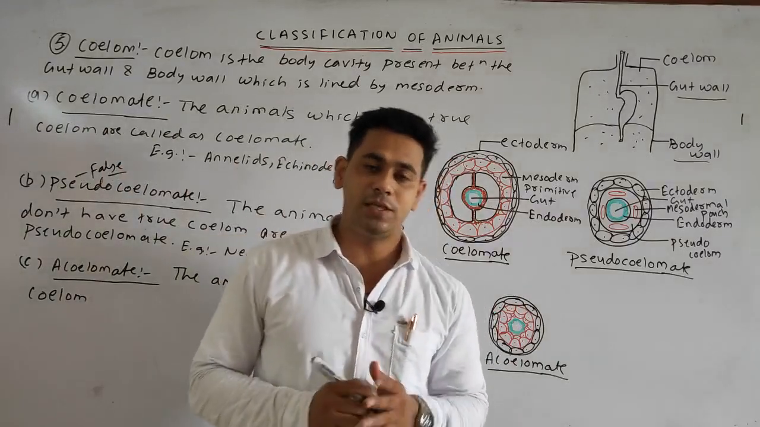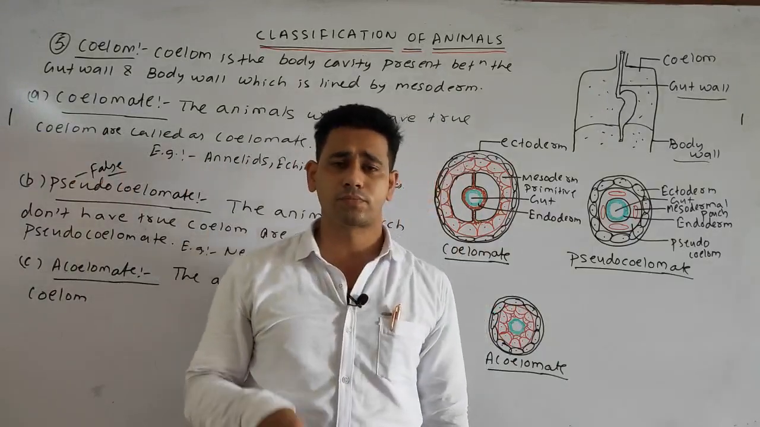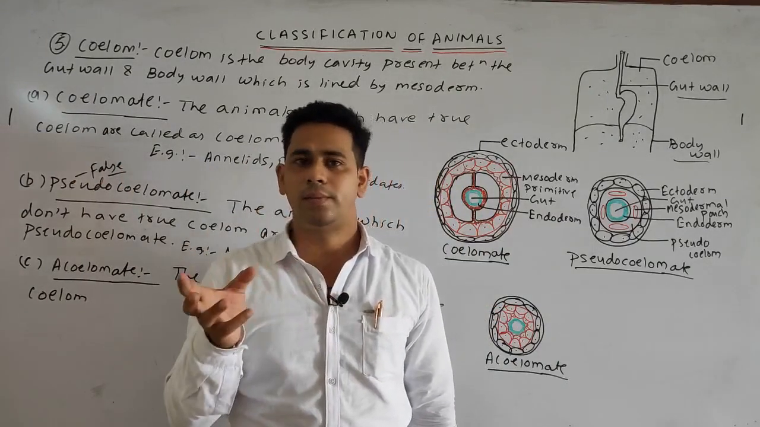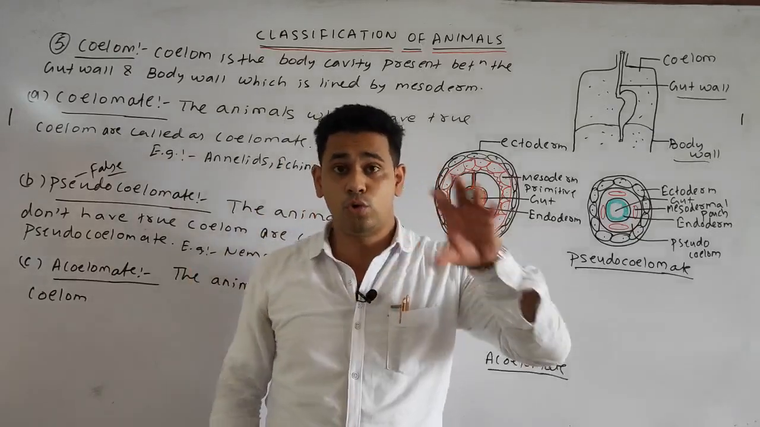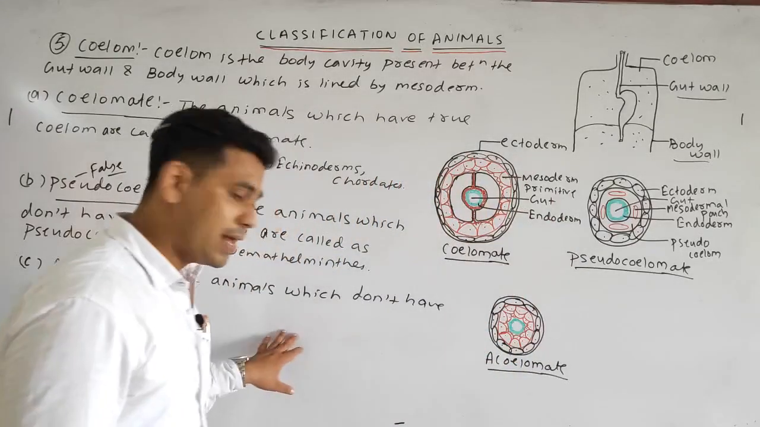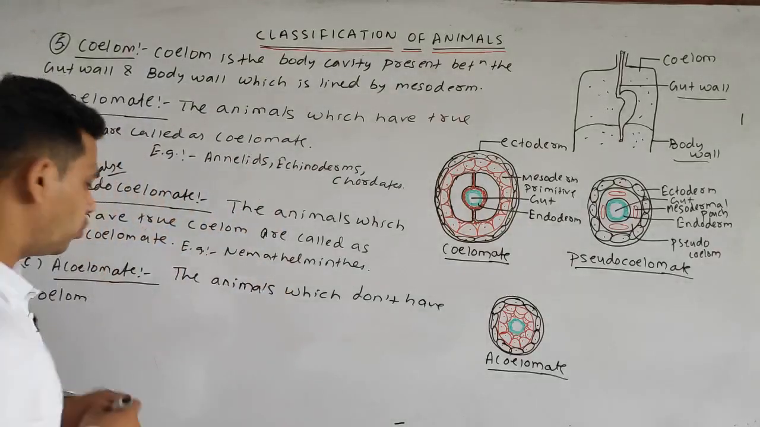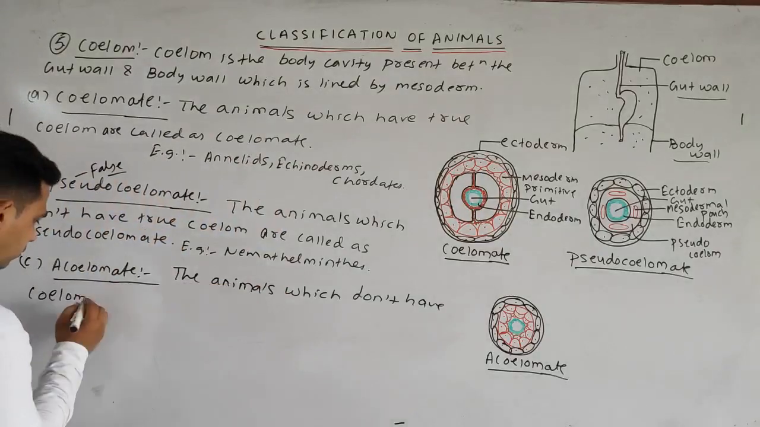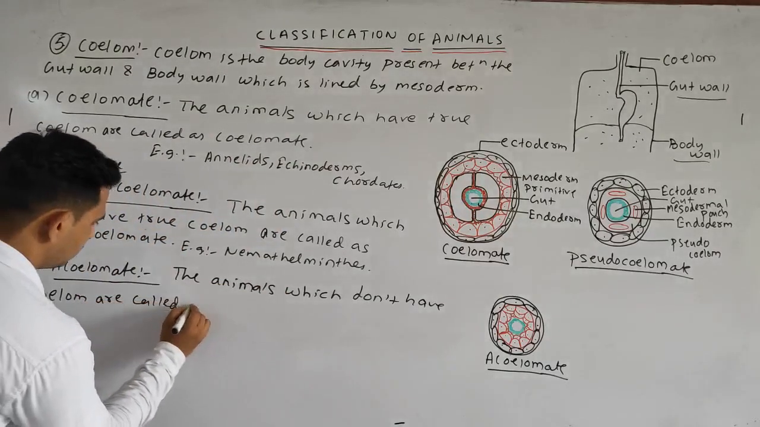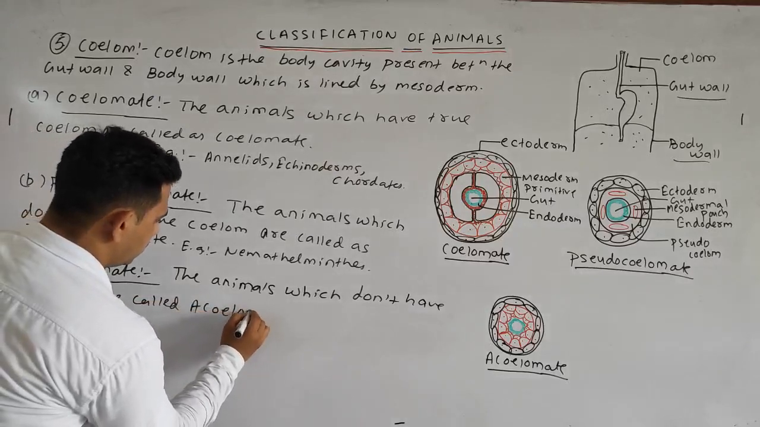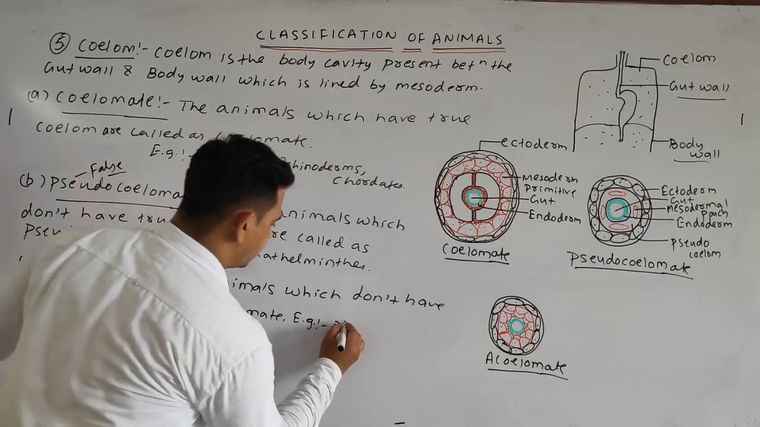If it does not contain true coelom, it means it is containing false coelom, the coelom in which the mesodermal lining is not present. That is why I wrote that the true coelom is not there. But here I am writing the coelom is completely absent, or we can say the animals which don't have coelom are called acoelomate. Example, Platyhelminthes.